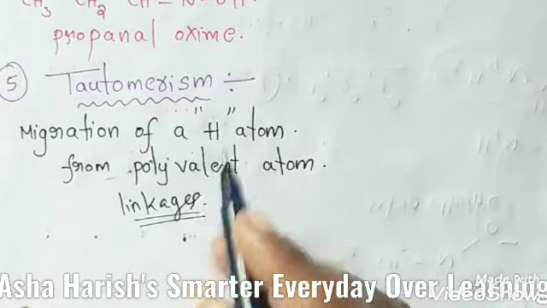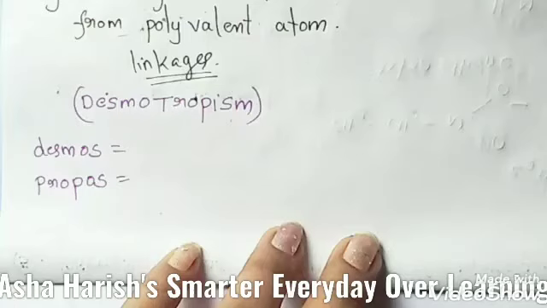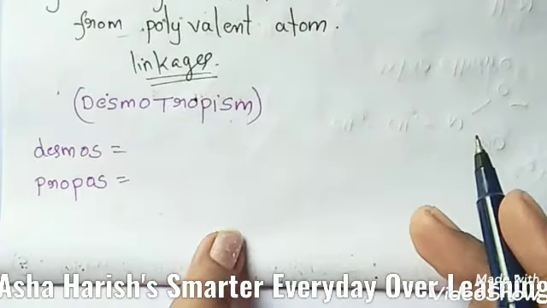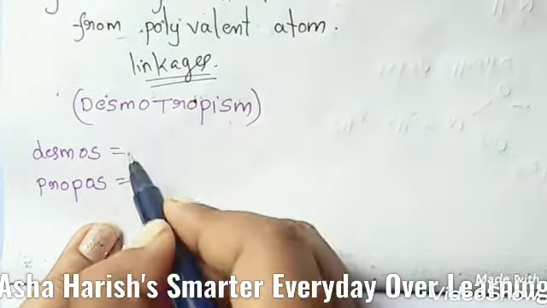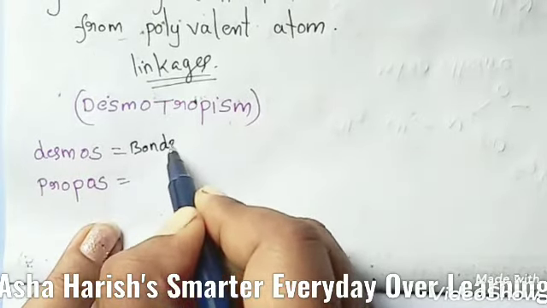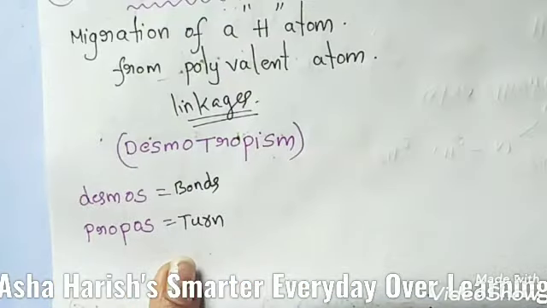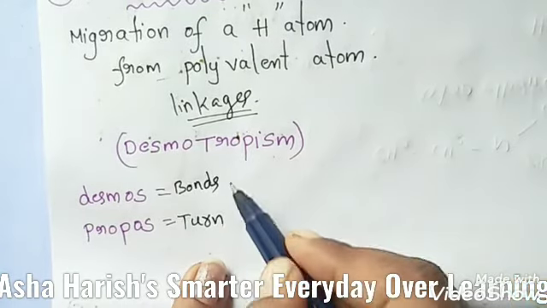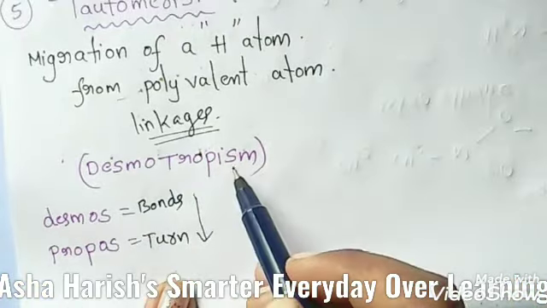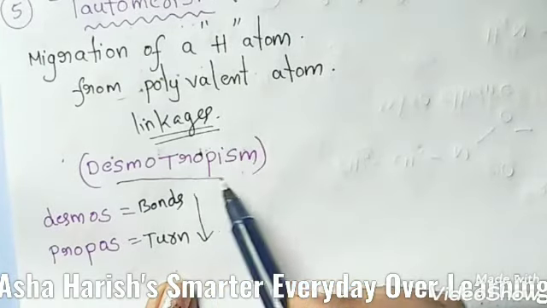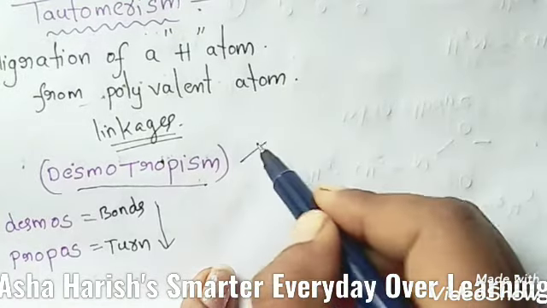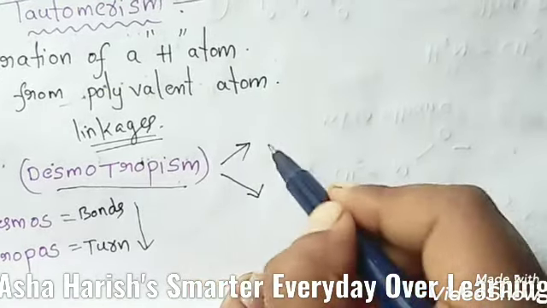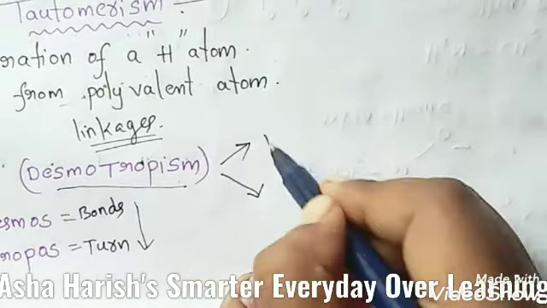Here students, tautomerism is also called, a new word has come, desmotropism. Desmos means bonds, types of bonds, and tropos means turn. Basing upon these two words, the name is desmotropism. Tautomerism is also called desmotropism. Okay, here students, tautomerism is of several types we are going to see here. The first one is the dyad system, and the second one is the triad system.